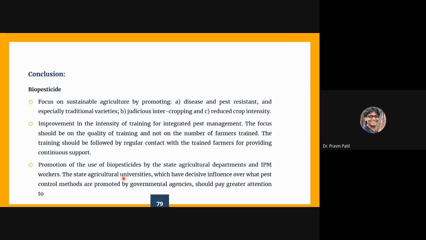That should be attained. Also, the promotion of the use of biopesticides by the state agriculture departments and IPM workers should be carried out, because there is a lack of awareness as well. In tribal areas, they of course have their own way of farming, but it doesn't mean the way they are farming must be efficient. There must be some other way, but they are not aware. This awareness can be spread by government employees, government departments and IPM workers. The state agriculture universities can also promote research in this regard, and we can have a decisive influence on the overall agriculture sector.